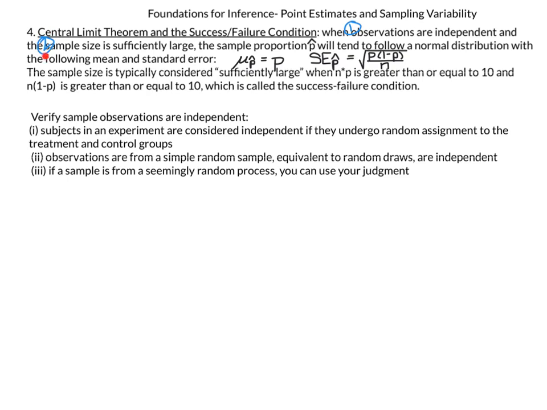The second criterion we need to fulfill is that the sample size must be sufficiently large. And here we have the success failure condition. The sample size is typically considered sufficiently large when n times p is greater than or equal to 10, and n times 1 minus p is greater than or equal to 10. If you consider p, the proportion, to be something like the Bernoulli trials, where p is the probability of success, then 1 minus p is the probability of failure, which is where we get the name success failure condition. So the probability of success times n must be greater than or equal to 10, and the probability of failure times n must be greater than or equal to 10.